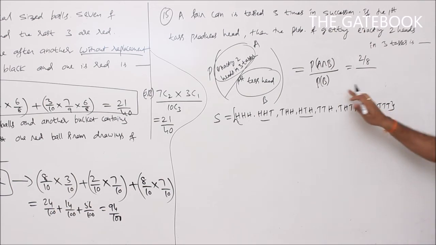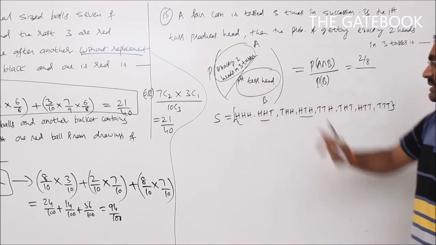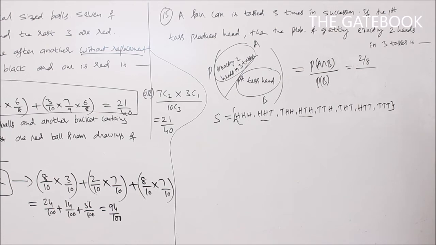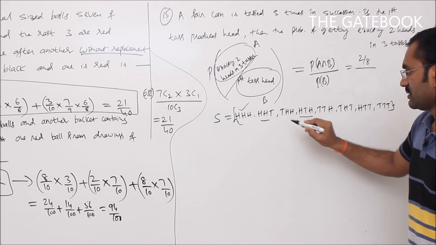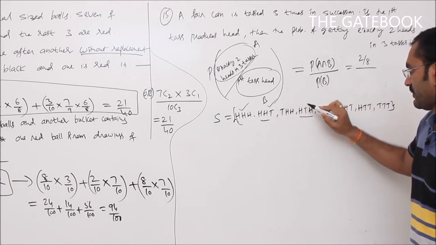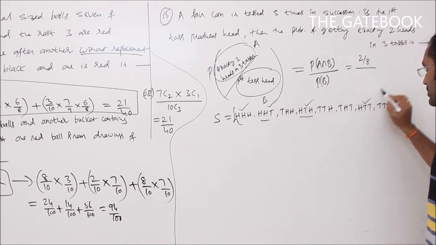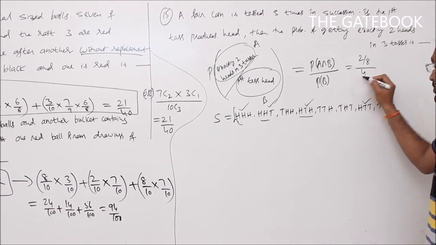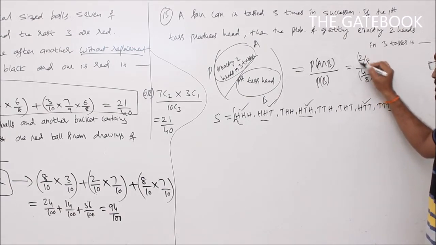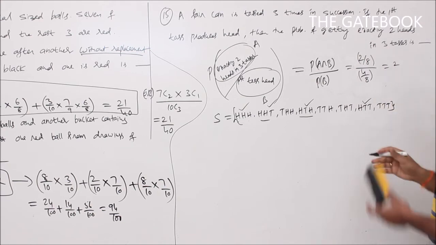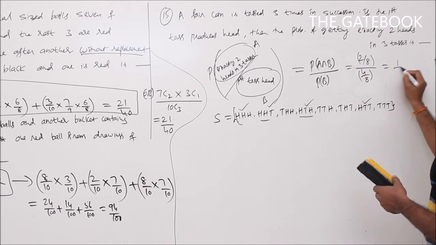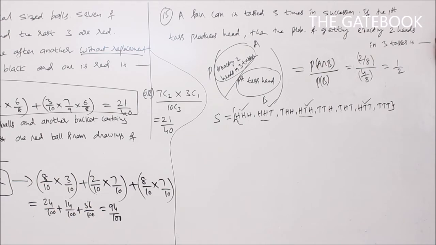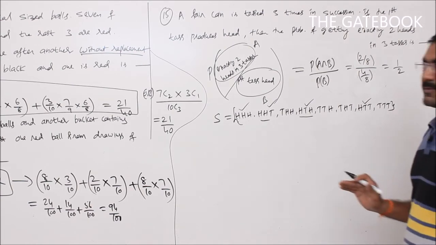Now what is the probability of B here? B is nothing but the probability of getting first toss head. How many first toss head favorable cases are there here? This is first toss head, this is first toss head, and so on. So 4 favorable cases are there, 4 by 8. So 2 by 8 divided by 4 by 8 is equal to 1 by 2. So the probability of getting exactly 2 heads under the condition that first toss head is 1 by 2. So this is one way.